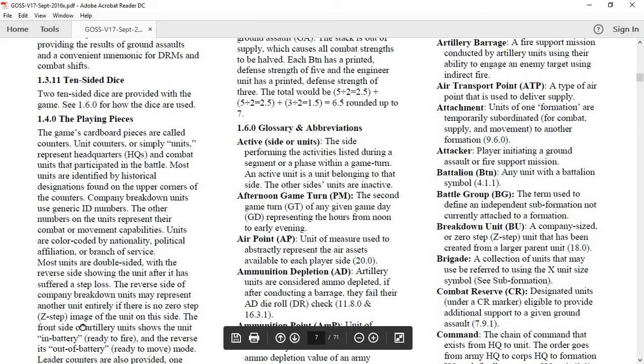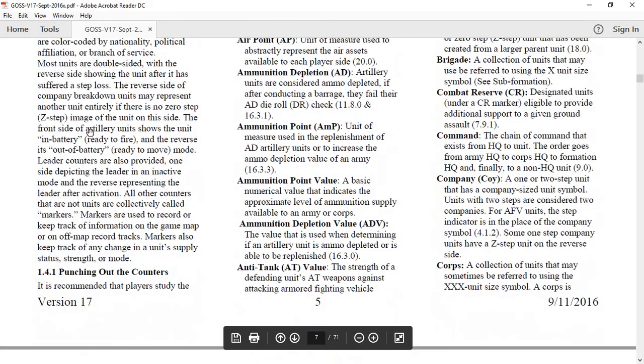The front side of artillery units shows the unit in battery, or ready to fire, and the reverse, its out of battery, or ready to move mode. Leader counters are also provided, one side depicting the leader in an inactive mode and the reverse representing the leader after activation. All other counters that are not units are collectively called markers. Markers are used to record or keep track of information on the game map or on off-map record tracks.